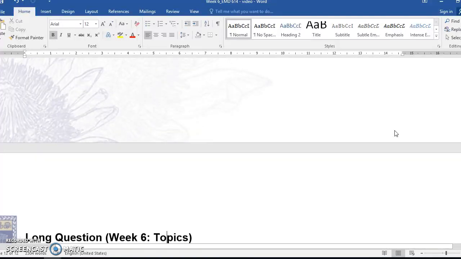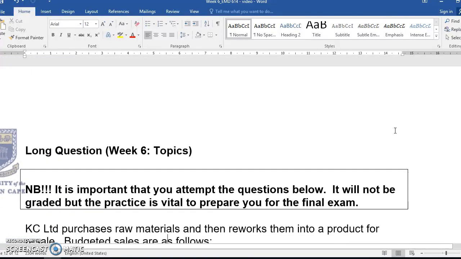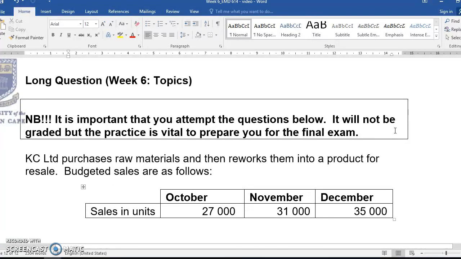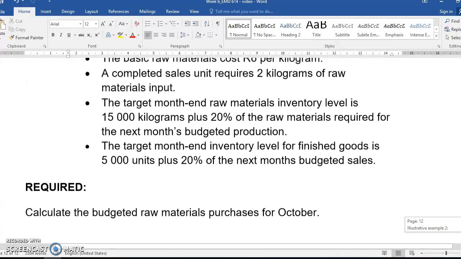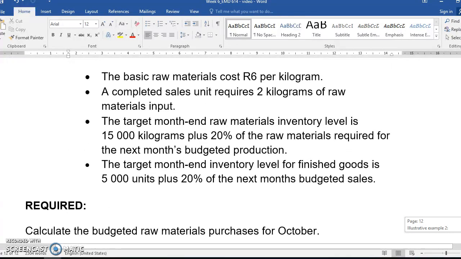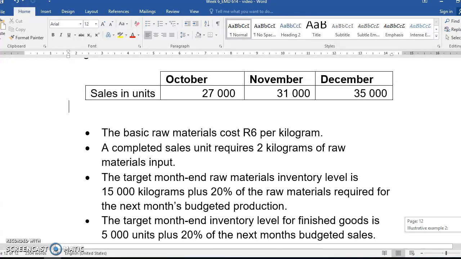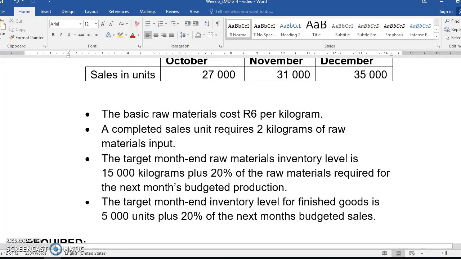And again, I can't emphasize enough how important it is that you go through these long questions, even though it's not graded, because it definitely will give you an idea of what to expect in the final exam. I assume you've all gone through this question in a fair amount of detail, and really this video is just about going through the solution of the question.